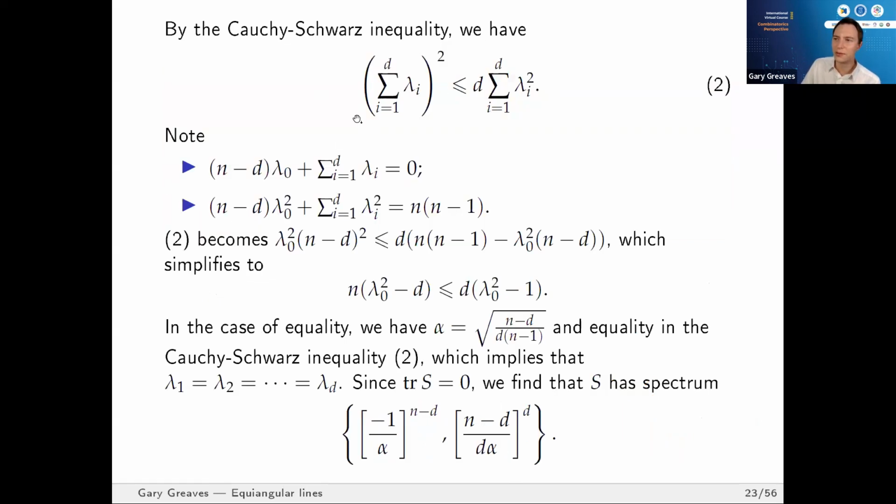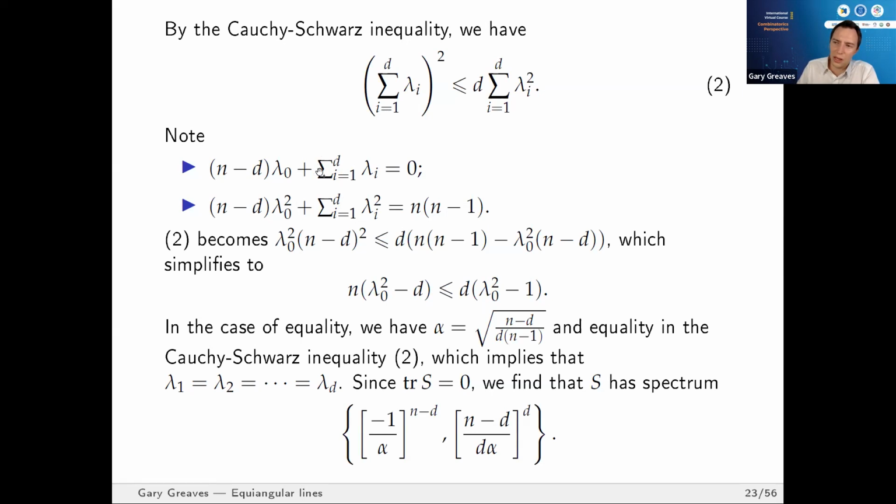So I repeat it here. This is what we established. And now we can use the trace observations. So here we use the trace of S is 0. So the sum of the eigenvalues should give us 0. So that here we have n minus d times lambda 0 plus the rest of my eigenvalues should be 0. And the sum of the squares should be n times n minus 1. So we get these two equalities, and now we can rearrange them.